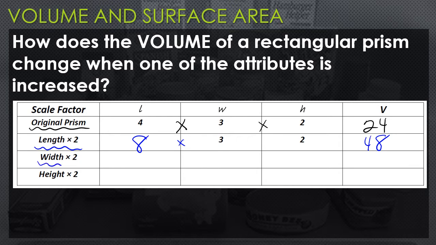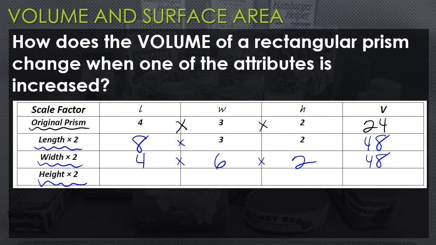What happens if we just did the width by 2? So our length will be 4. Our width now is going to be 6, so we multiply by 2. And our height will stay the same at 2. So 4 times 6 is 24, times 2 is 48.